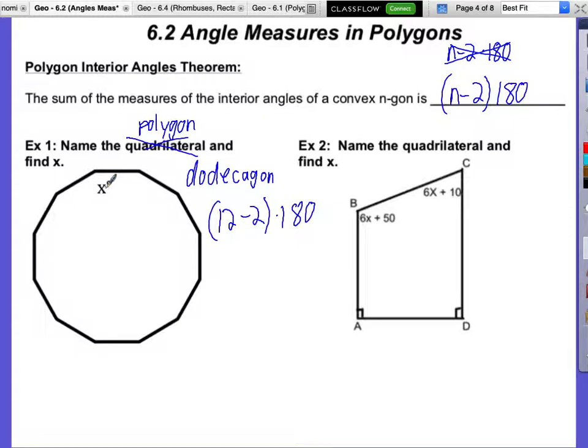So go ahead in your calculators, do 12 minus 2 times 180. If you guys need calculators, I have some up there. Okay, and so here's that sum we get for all of the angles. And we said we just need to find one, so we're dividing by what number again? 12. Awesome. And then what do we get here? 150. Okay, so x is 150 degrees.